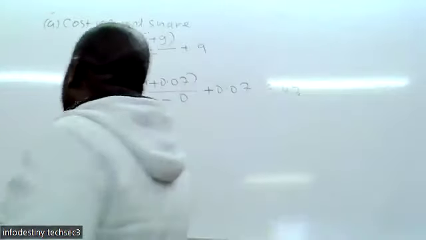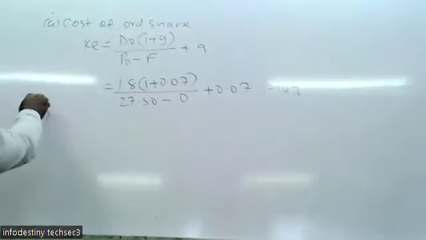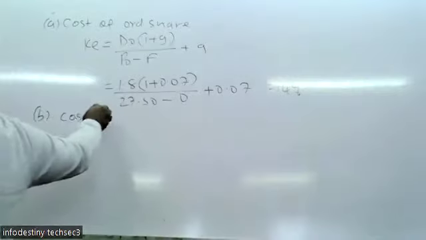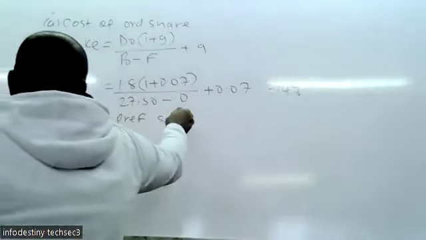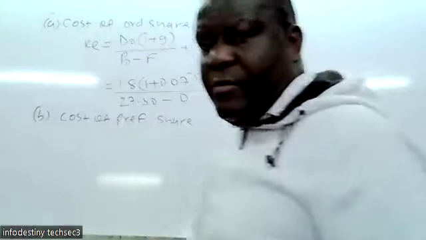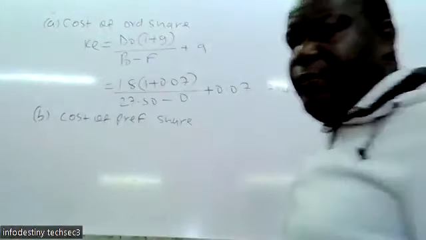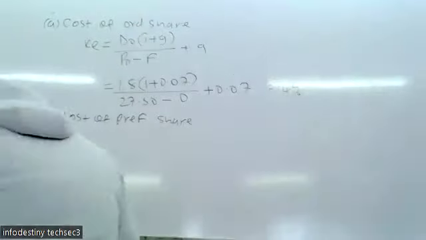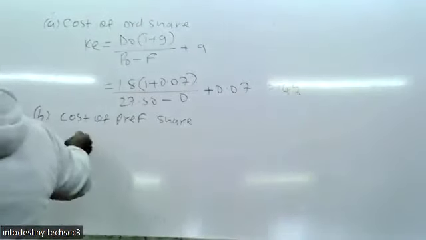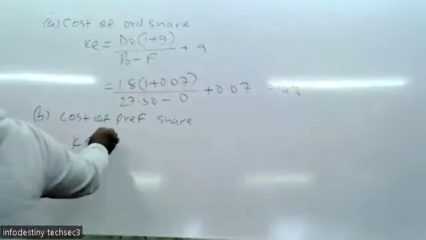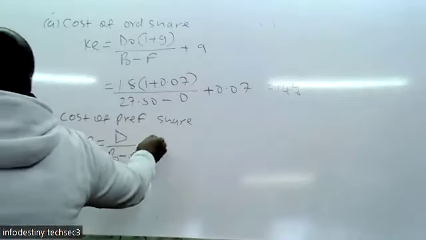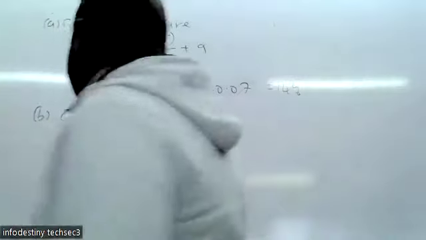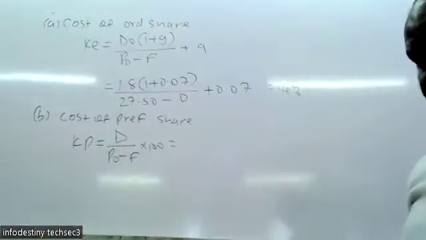We shall also be required to calculate the cost of the preference share. The cost of the preference share is Kp. It is dividend over P0 minus the flotation cost. We express it as a percentage.